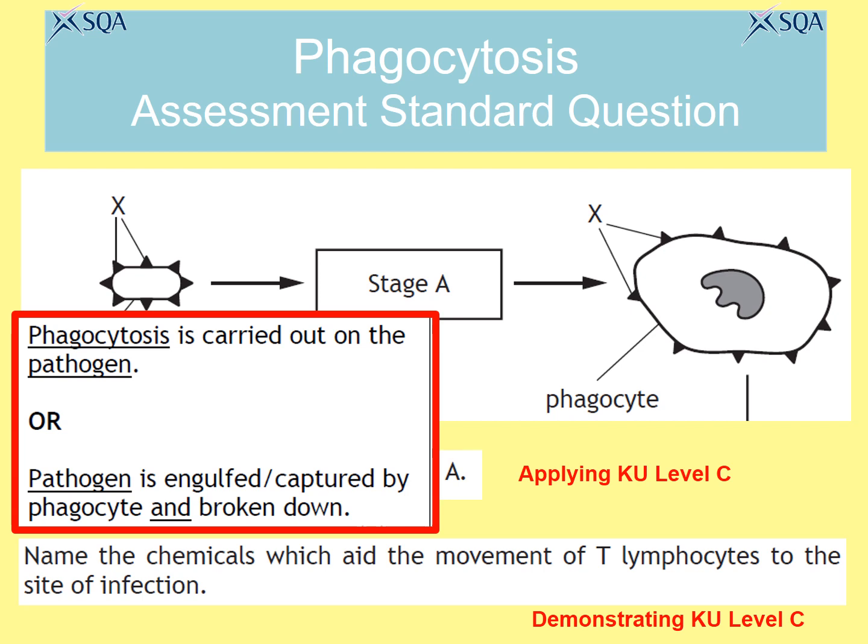Describe what happens during stage A. Phagocytosis is being carried out on the pathogen, or the pathogen is engulfed or captured by the phagocyte and broken down. Look at the detail that's required here. You need to mention the term pathogen, and you're either naming phagocytosis or giving a description of it. The chemicals which aid the movement of white blood cells to the site of infection are cytokines.